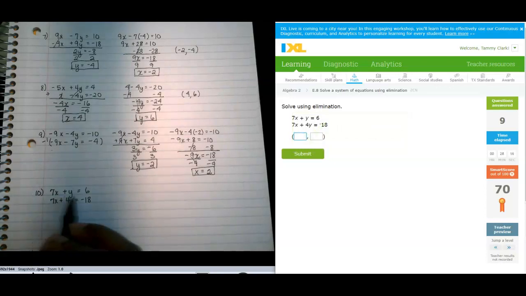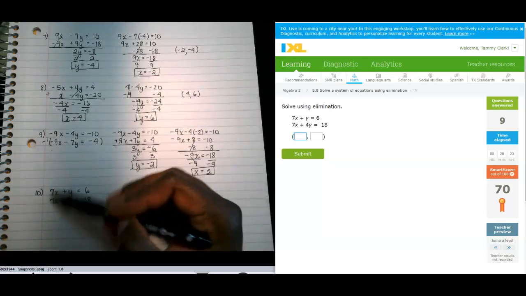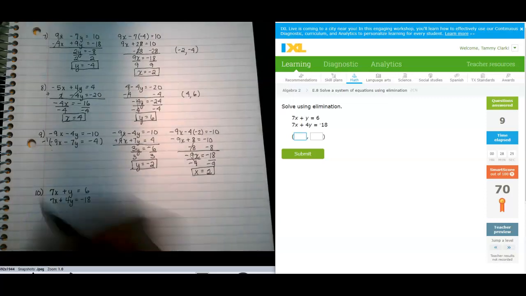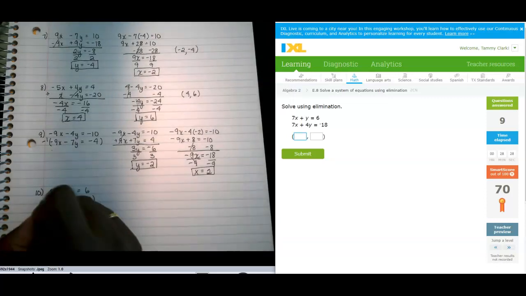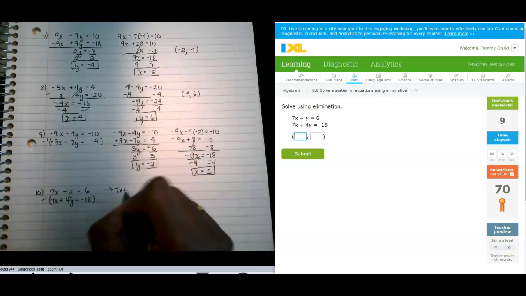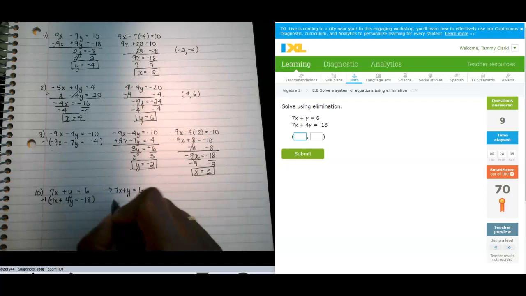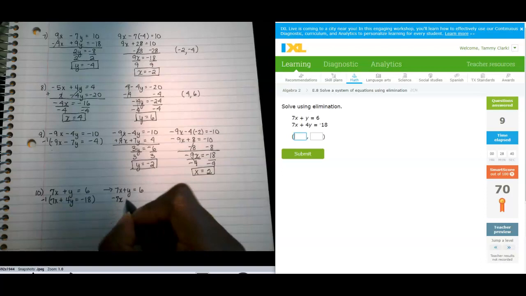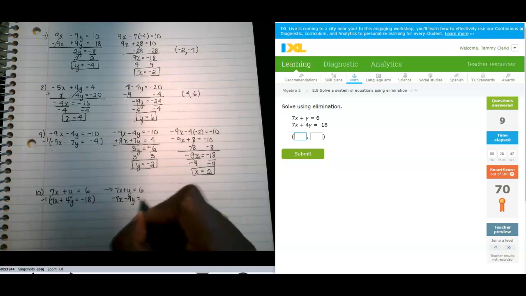So we've got 7x plus y equals 6. 7x plus 4y equals -18. My coefficients are the same here, but my signs are not opposite. So I'm going to multiply my bottom equation by -1. I'm going to leave my top equation alone. So -1 times +7x gives me -7x. -1 times +4y gives me -4y. And -1 times -18 gives me +18.